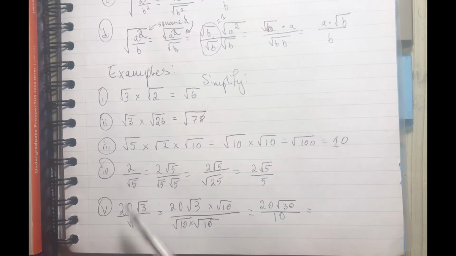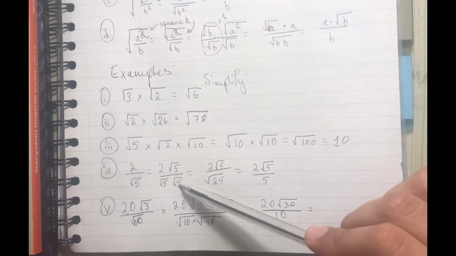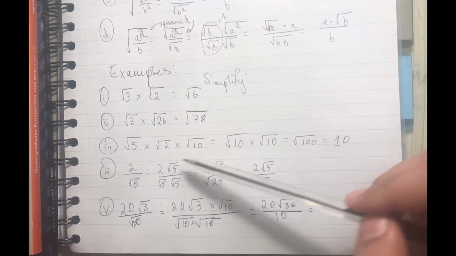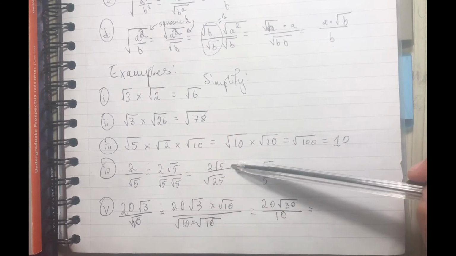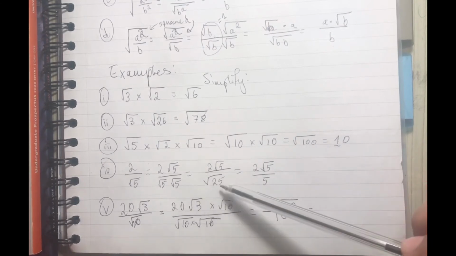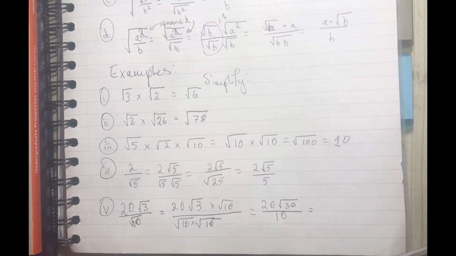Here we have 2 over root 5. So we've multiplied it by 1, which is root 5 over root 5. And we've just simplified. So 2 root 5 stays how it is. Root 5 times root 5 is root 25, which also simplifies to 5.